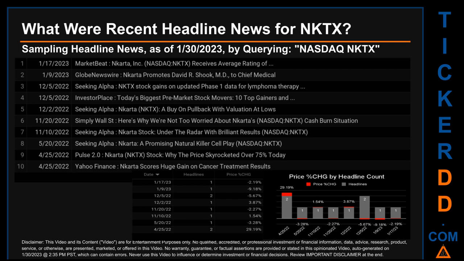Monday, January 9, 2023 was the day with the highest percentage change in price when we compare opening versus closing price for the ticker. The day saw a drop of -9.18% when NKTX opened trading at $5.88 and closed at $5.34. There was one found headline when Globe Newswire published the headline that read, Jakarta promotes David R. Shook, MD, to Chief Medical.